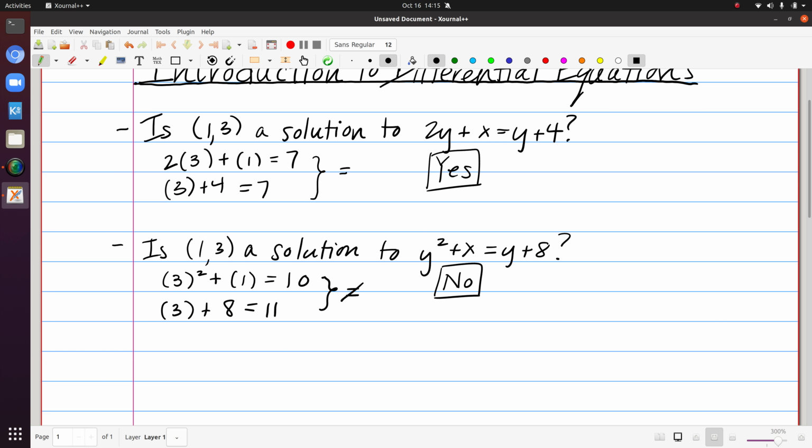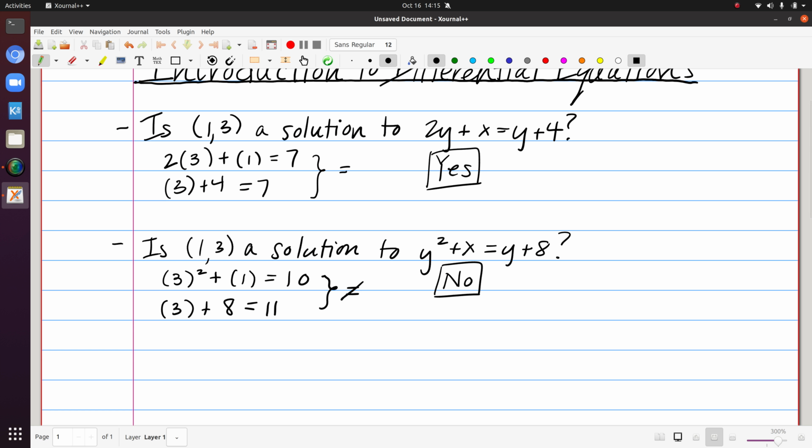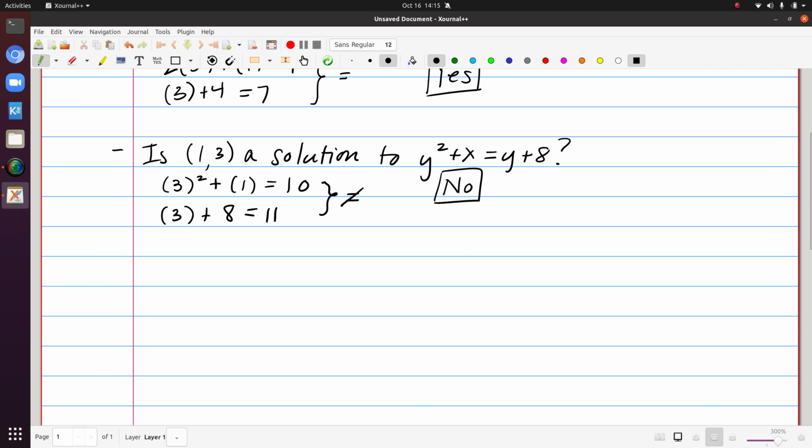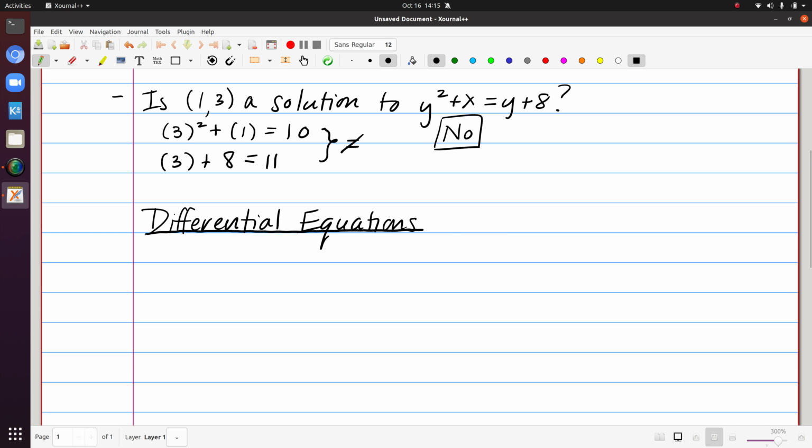So we already have established this idea of a solution to an equation being something that gives you a true statement, that 7 equals 7, right? And one that is not a solution would yield something like 10 equals 11, which we know is not true. So we can carry that over and think about a different kind of equation. So those were not differential equations. And what I'd like to do here, before I define differential equation, is to talk about just examples. And we're going to see that the solution to a differential equation is no longer a coordinate pair.